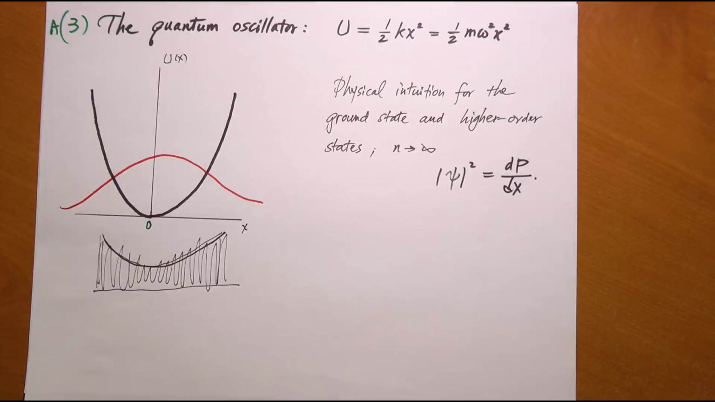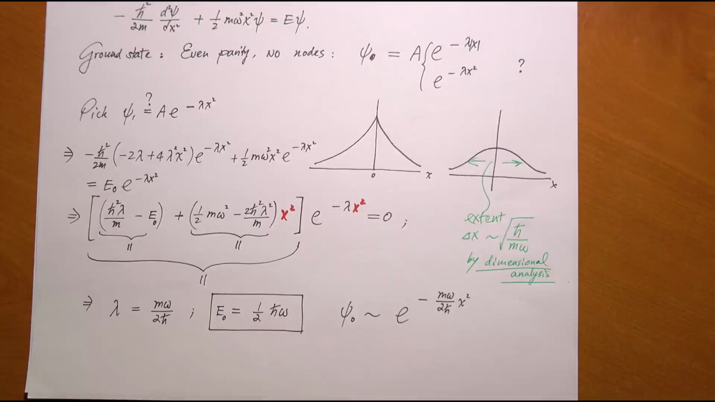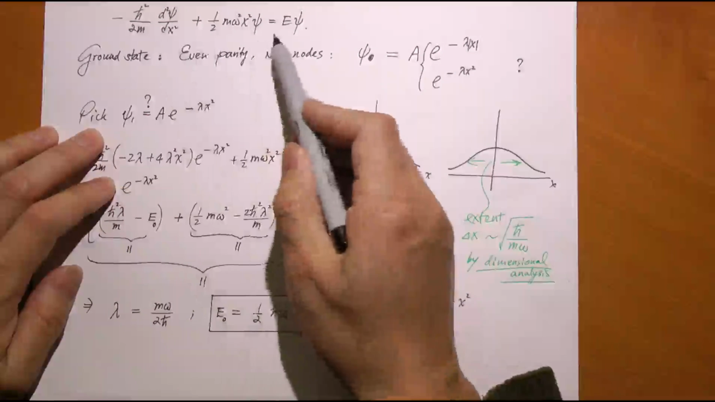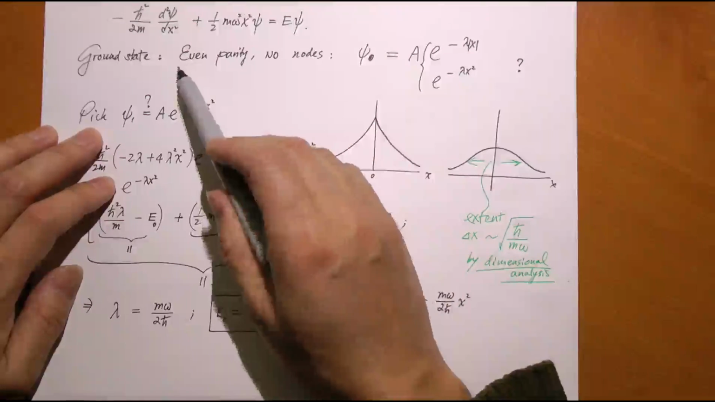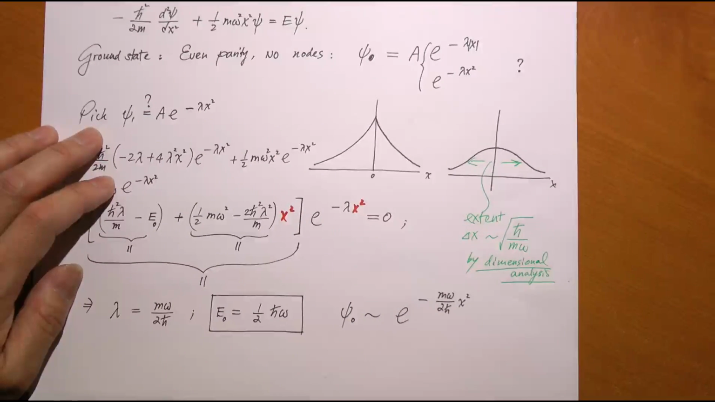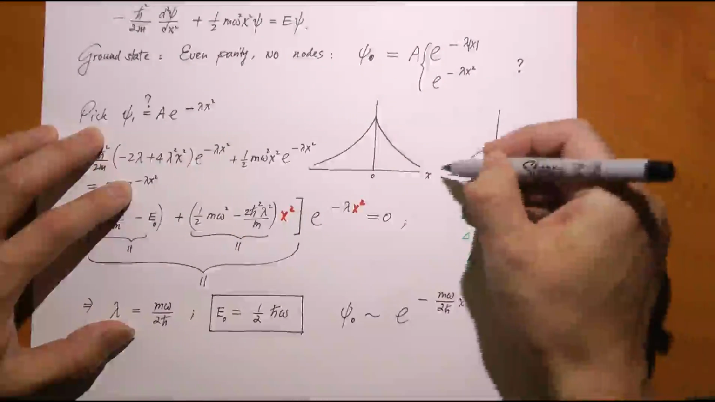We're going to start from the ground state. So here is our solution. Try to find our solution to the ground state. This is the Schrödinger equation written down for the simple harmonic oscillator. The ground state, according to our general idea, is of even parity with no nodes. Okay, so it should look like this.